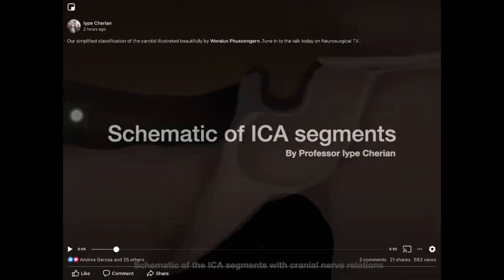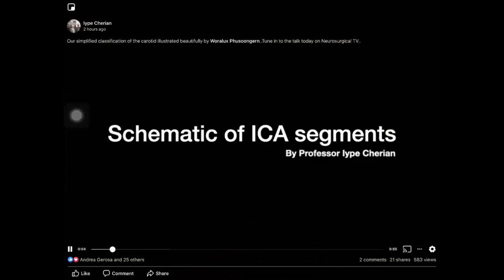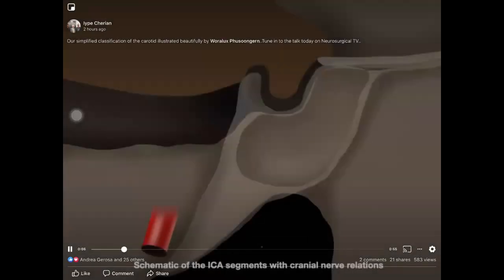I'm going to show you the segments of the carotid, and then I'll show you how they're related to skull base structures. And I'm going to do it in less than 10 minutes, okay? So you will see that segment of the carotid, which the ENT or endoscopic surgeons call parapharyngeal. That segment of the carotid is called the C7 in our classification.